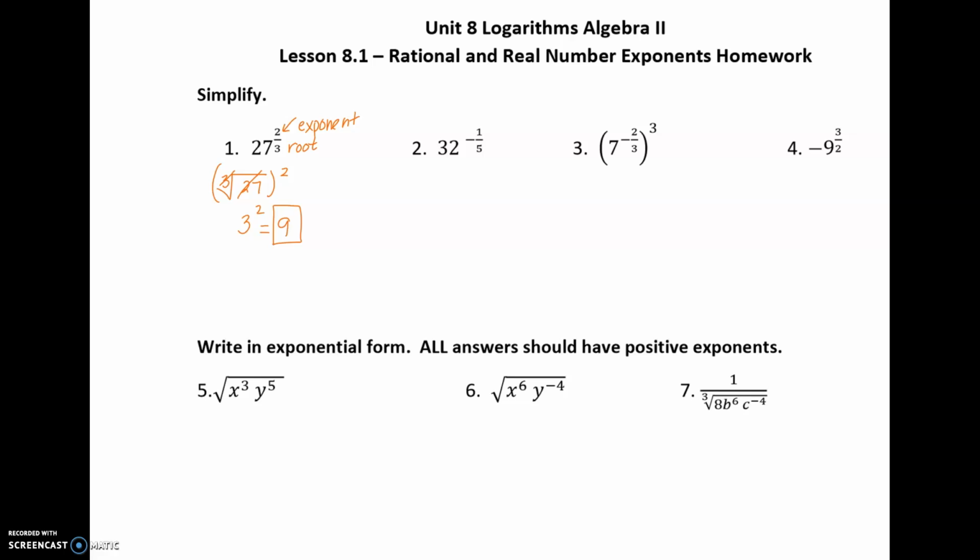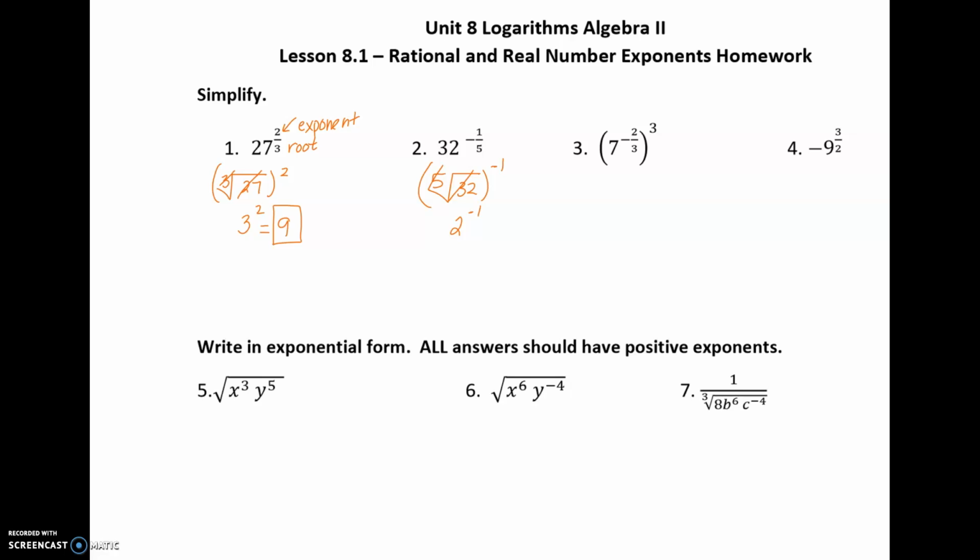And number 2, 32 to the negative 1/5 power. Again, 5 is the root, negative 1 is the exponent. 32 is a perfect 5th root. The 5th root of 32 is 2 to the negative 1 power.